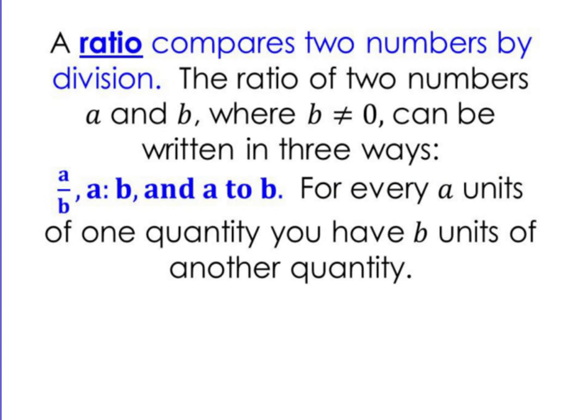So a ratio compares two numbers by division. And you can see it written any of those three ways: A above B, like in a fraction, A colon B, and A to B. Basically it's saying for every A I have this many B's. That being said, in math, for the most part, we're going to use a fraction so that we can do some operations and stuff with it.